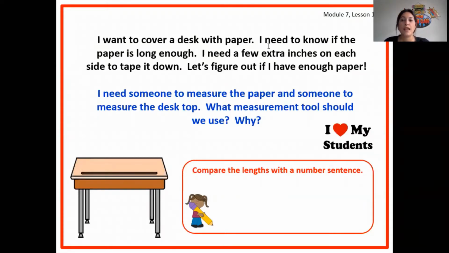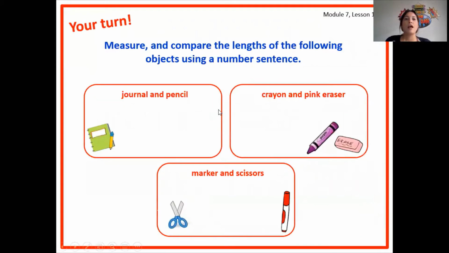Okay. So now, here's what we're going to do. It's your turn. I again tried finding objects that we could all have at home. That was the I do, right? Because I basically did everything. Now this is the we do, you do, you do. So we're going to measure and compare the lengths of the following objects using a number sentence. Okay, so first we have to measure our journal, which is our spiral, and a pencil.